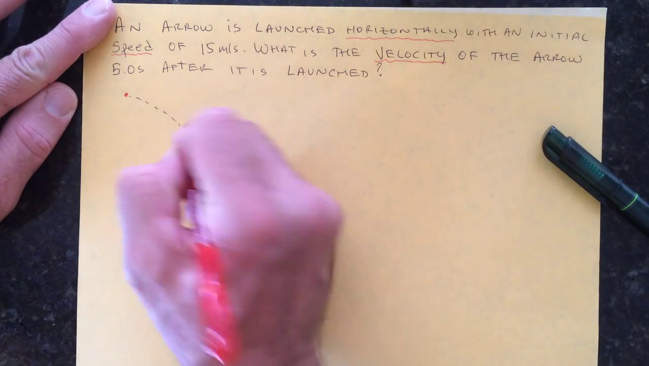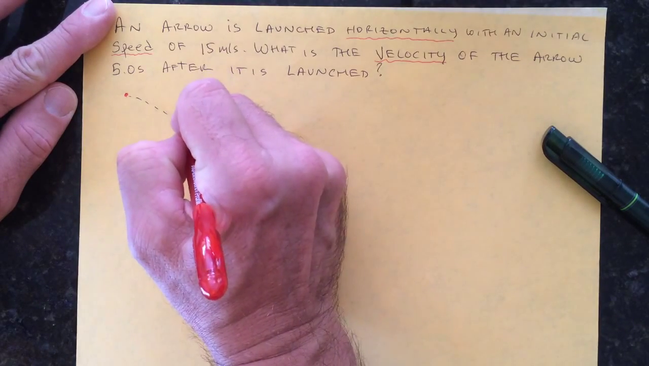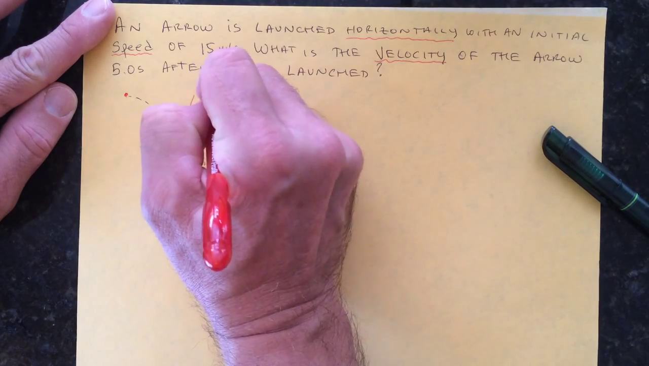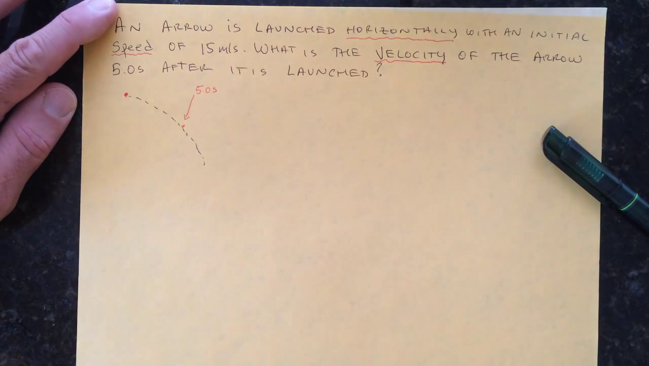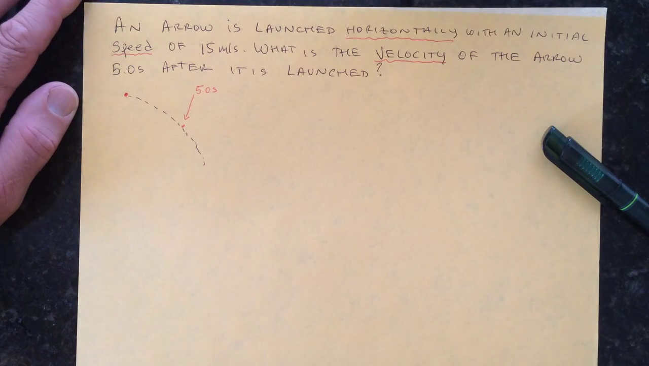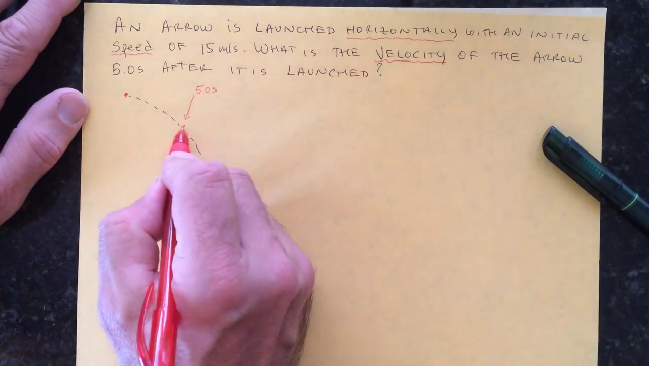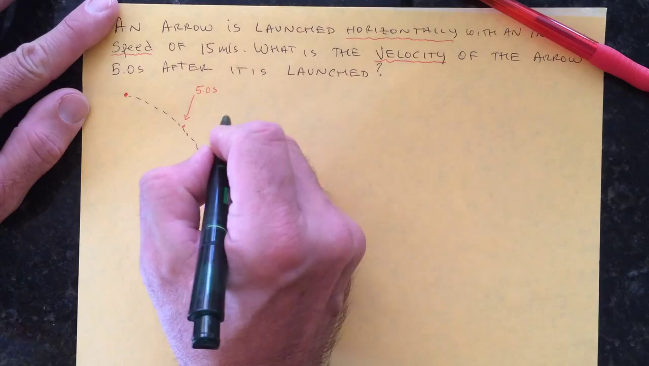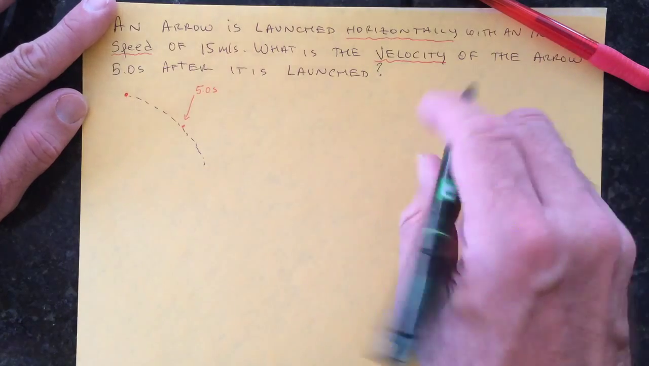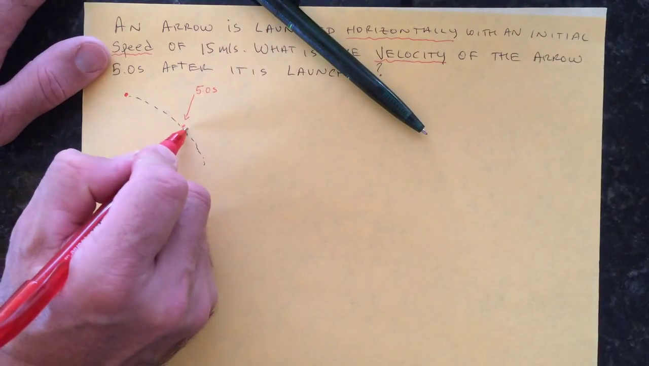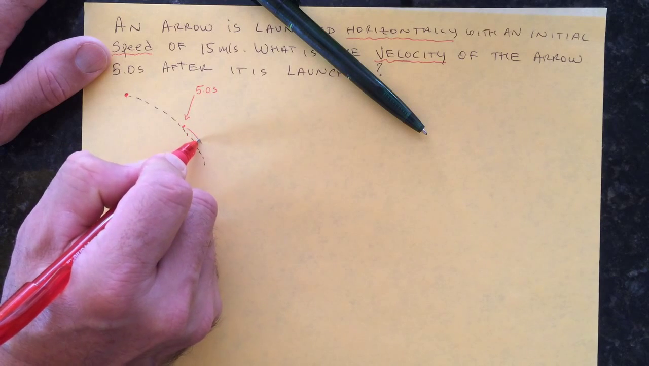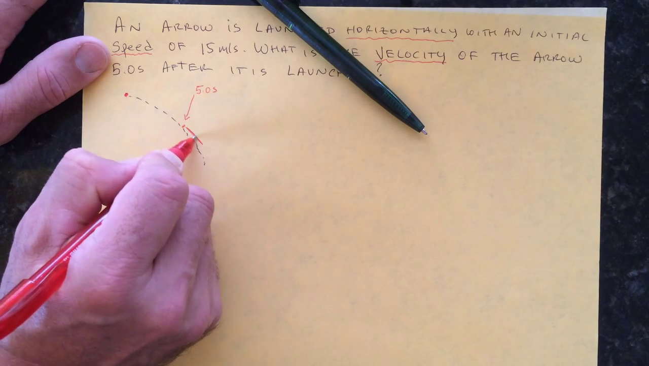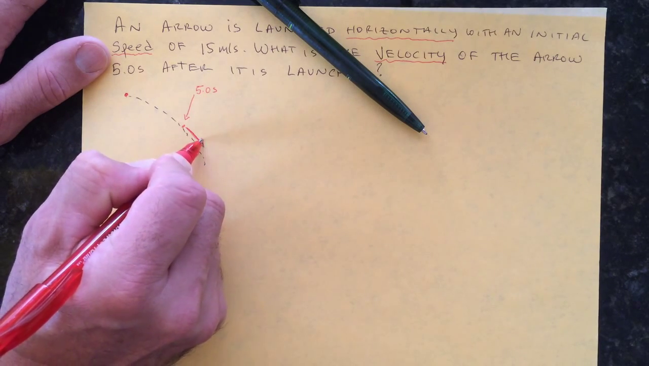So I'm going to pick this point right here, and I'm going to say that that is the 5.0 second mark in space. And we want to figure out what the velocity is at that position right there. So what I'm going to do is sketch a velocity vector. So the arrow would be pointed down like that.